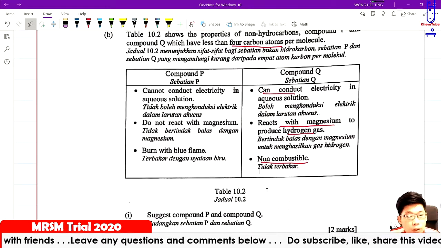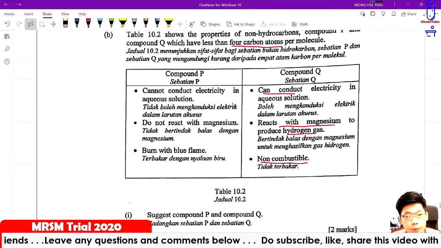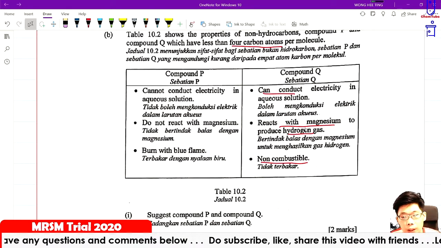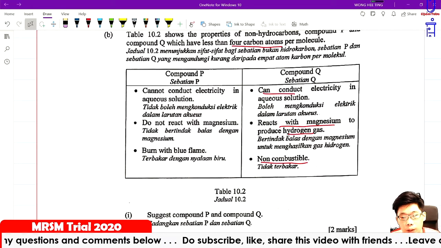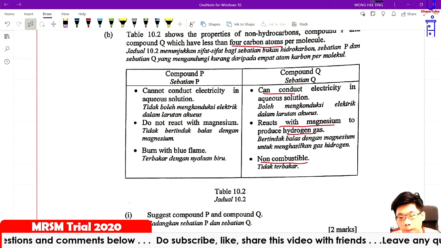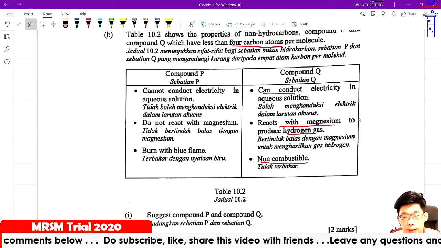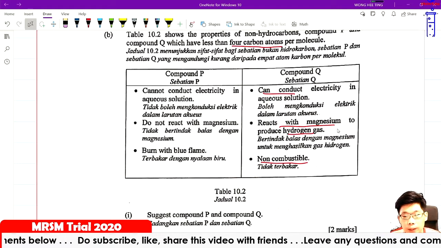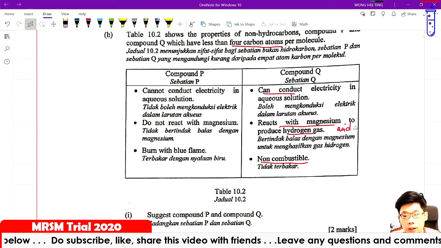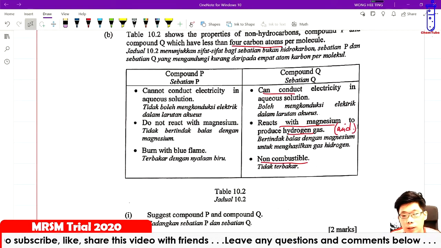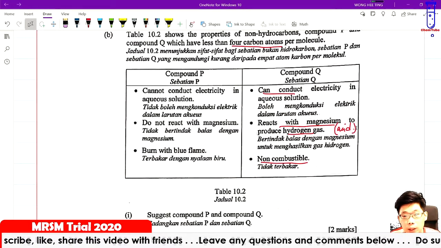If we look at this information, it can react with the metal to produce hydrogen gas. So we know that this is actually an acid. An acid in the carbon compounds, right? So it's a carboxylic acid. It's a weak acid.